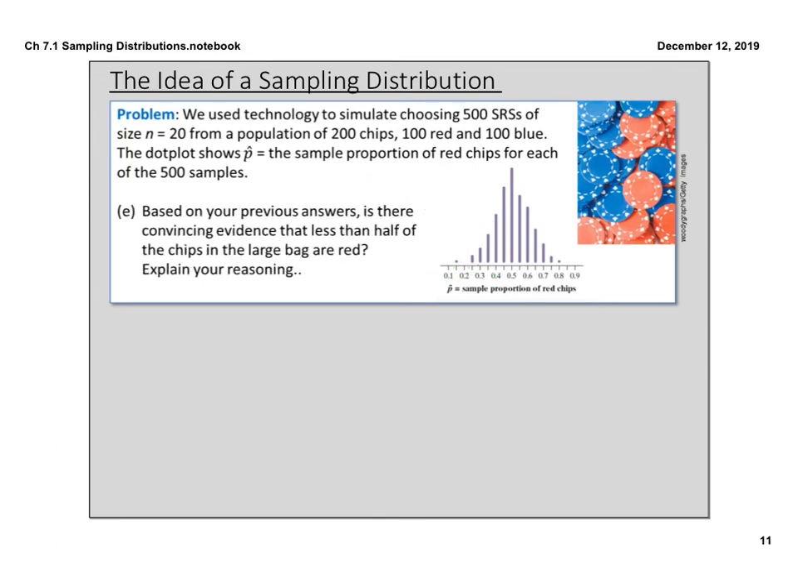Okay, one last example of this question. E, based on your previous answers, is there convincing evidence that less than half of the chips in the large bag are red? Because it is not surprising to get a p-hat value of 0.35 or less, then there is not convincing evidence that the bag is wrong, because it wasn't surprising. If it's not surprising for us to get 0.35, then we can't say that there's convincing evidence that she has the wrong number of red chips in the bag.